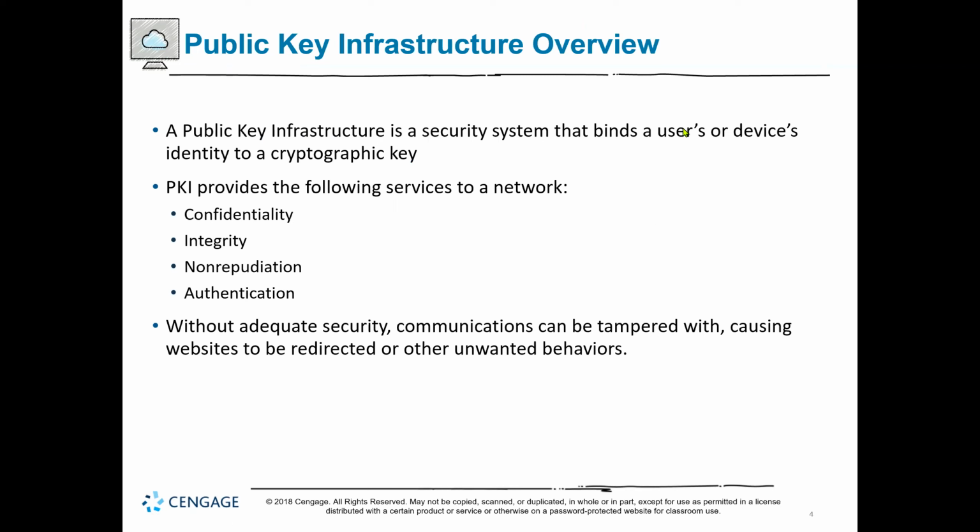Public key infrastructure overview. We've talked about this a bit. A public key infrastructure is a security system that binds a user or device's identity to a cryptographic key. PKI provides the following services to a network: confidentiality, integrity, non-repudiation, authentication. So this should sound familiar. Without adequate security, communications can be tampered with, causing websites to be redirected or other unwanted behavior.